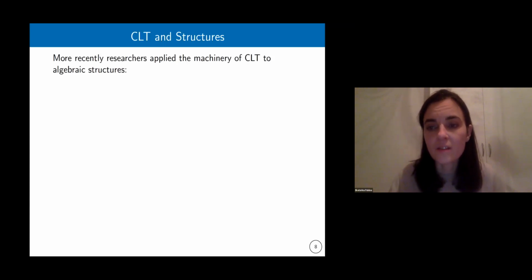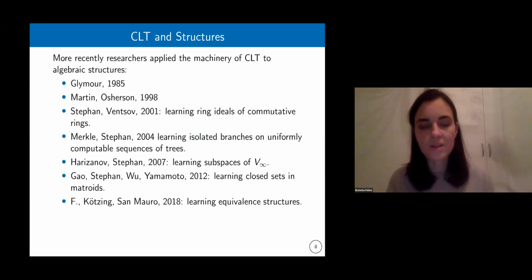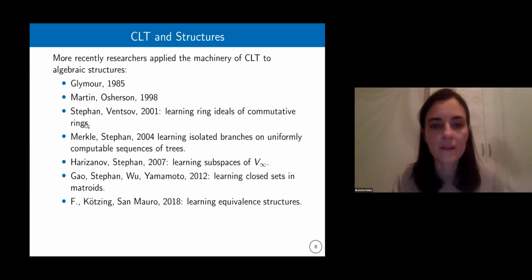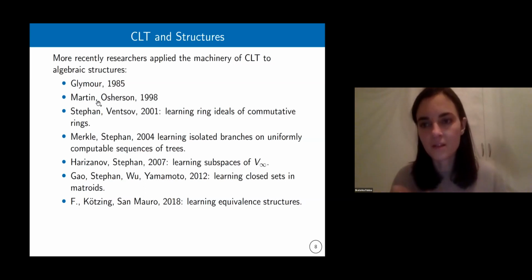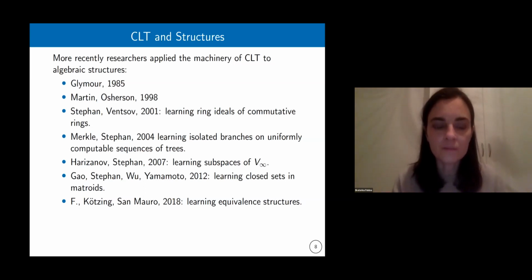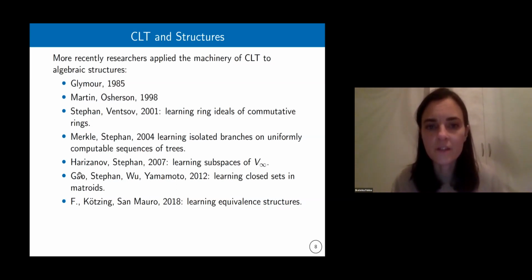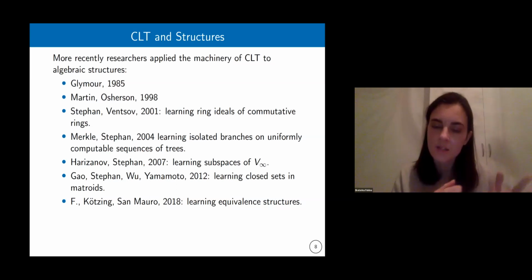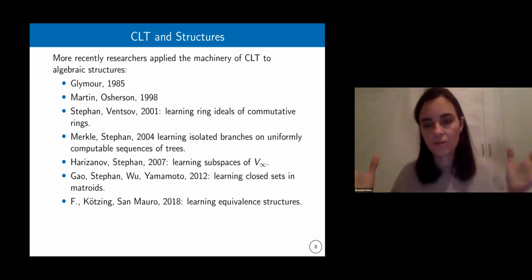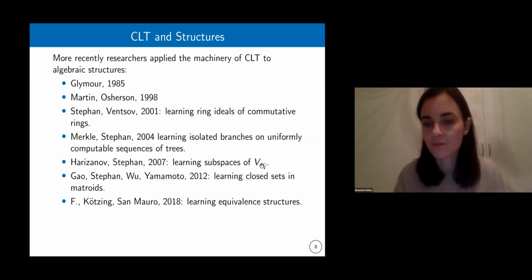This is also an approach that was studied before us, but not very extensively. The paper that I know about starts with a paper by Glymour in '85, and the results were later generalized, reworked and extended in a book by Martin and Osherson. And then a series of papers by Frank Stephan and co-authors. This goes in a slightly different direction. These papers are basically learning some substructures of a large structure, like learning subspaces of V infinity or things like this.